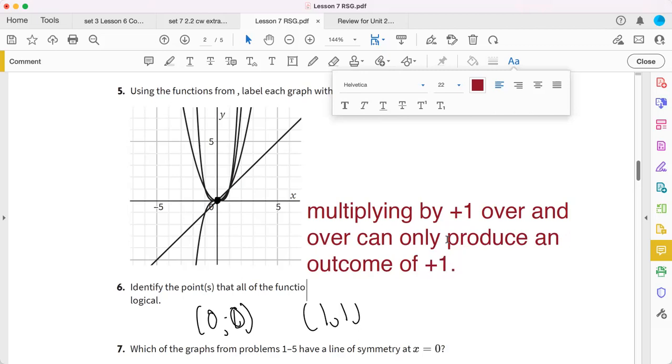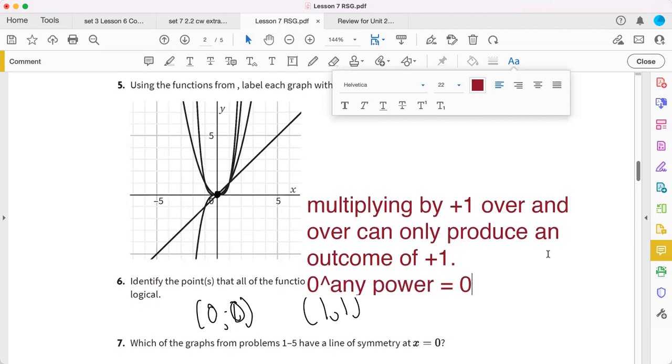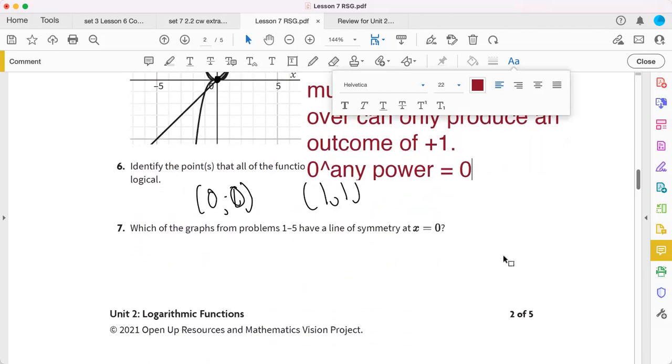And also 0 to any power is just going to be 0. So that's why they're all on there. I'll leave 7 for you.